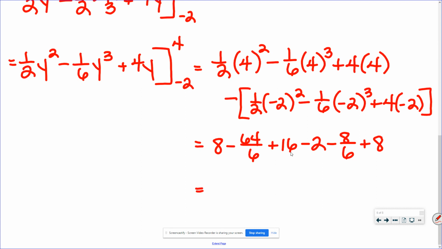Okay, let's add all the whole numbers together. So we have 8 plus 16, that's 24. Minus 2 is 22 plus 8, I think that's 30. And the fractions have a common denominator, so you can add the tops together and you get 72 over 6. And 72 over 6 is actually 12. So the answer looks like it's going to be 18 units.